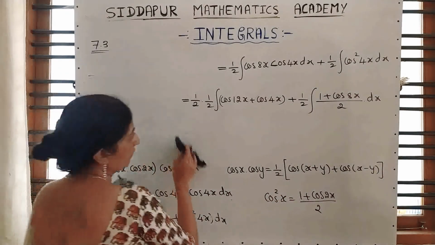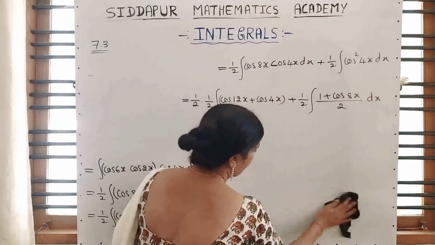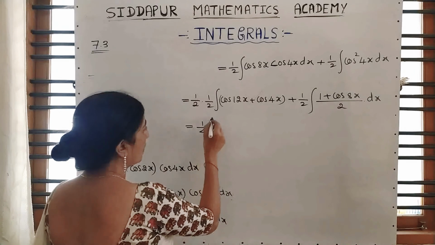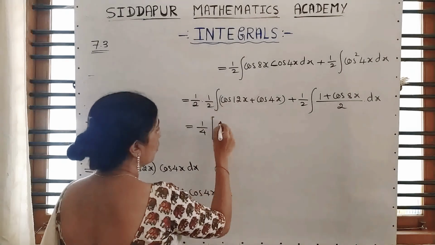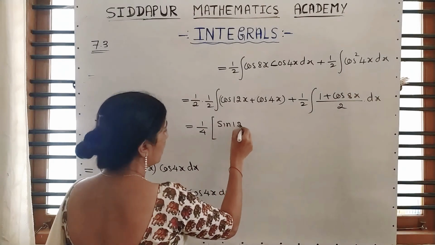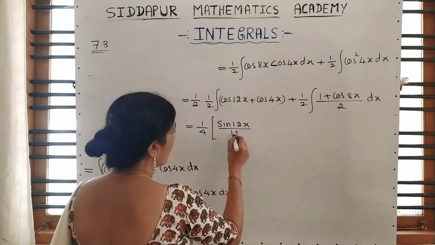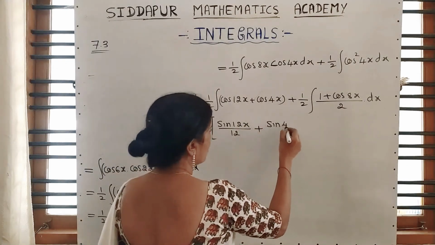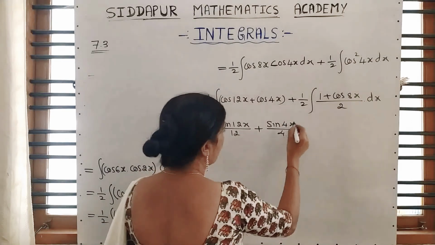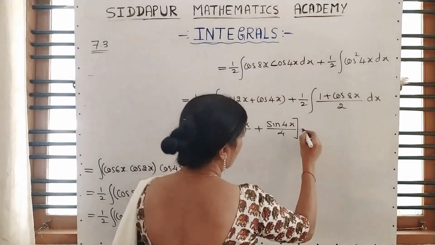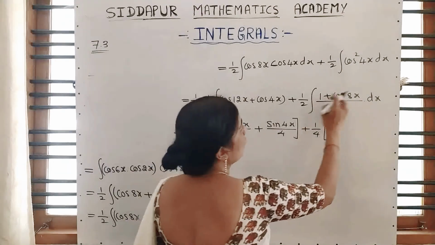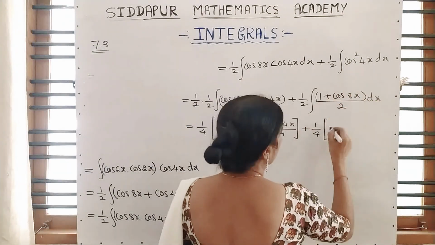Now simplify this. So it is 1 by 4 in the bracket. Integration of cos 12x is sin 12x divided by 12 plus integration of cos 4x is sin 4x divided by 4. This 2 I took outside. This also becomes 1 by 4. Integration of 1 with respect to dx is x.